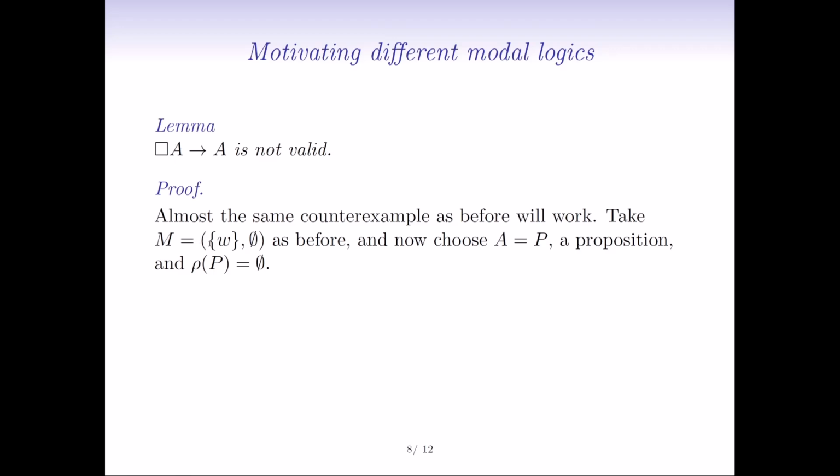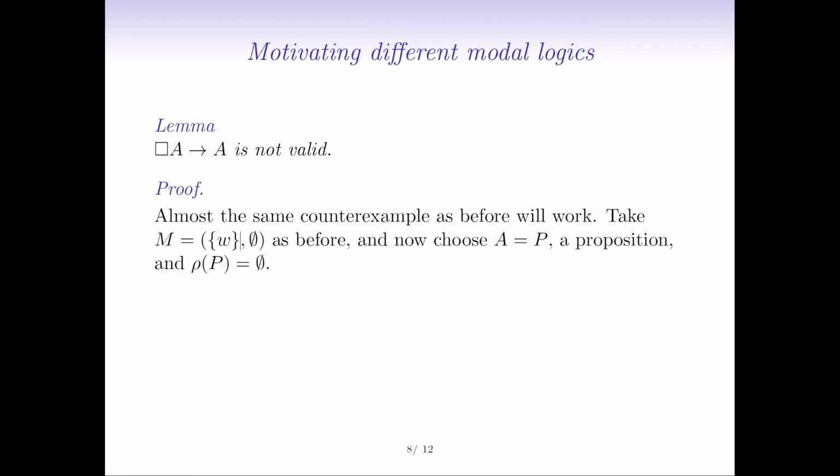So we're going to take the same frame as before: the frame consisting of one single world, W, and the empty accessibility relation, so W is not accessible from itself. For my formula A, I'm going to choose A to be a proposition, P. Generally, by the way, this is quite a good strategy, because if in modal logic some formula is not valid, then it's also not valid in the case where the formula letters or variables are just propositions.